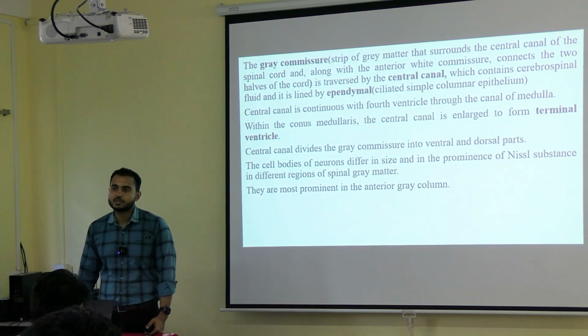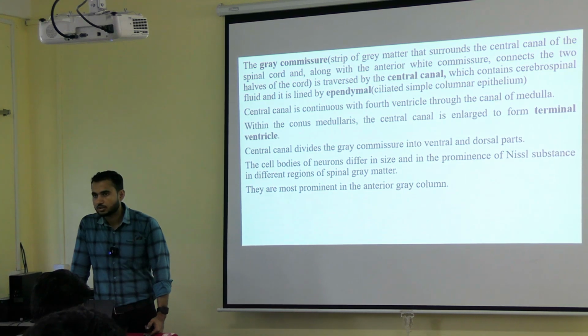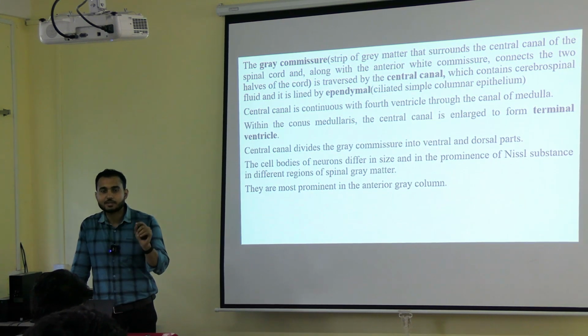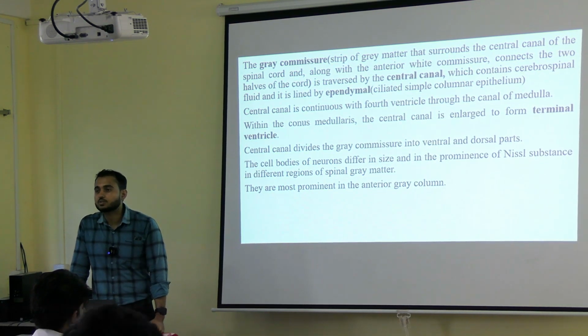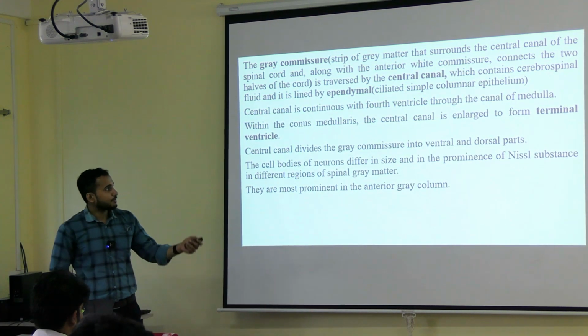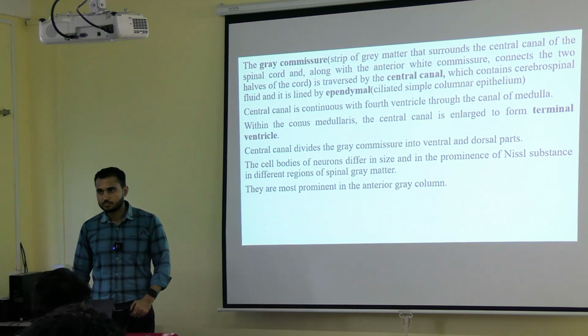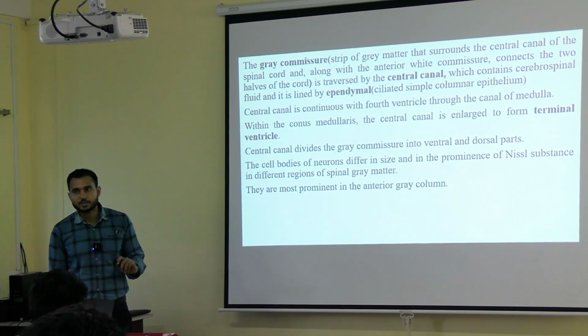It is lined by a special type of cell called ependymal cells. The central canal is lined by a special type of cell. Those are called ependymal cells. Okay? And those ependymal cells are simple ciliated columnar epithelium.